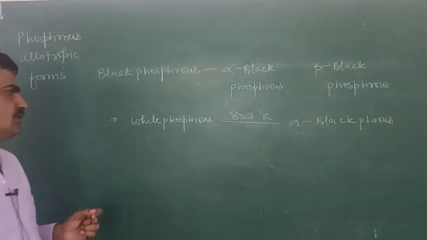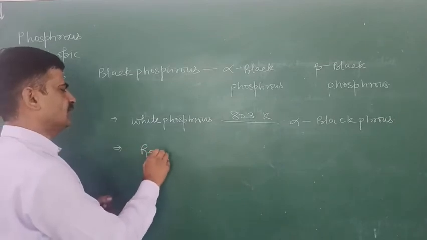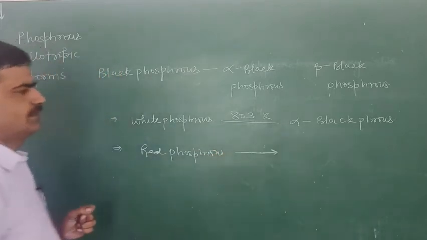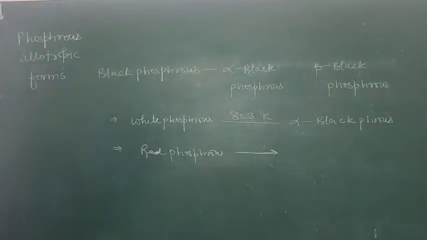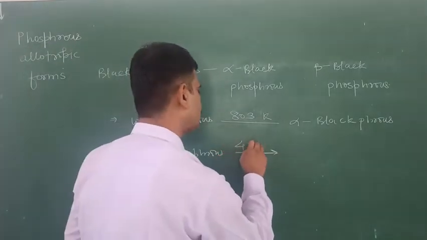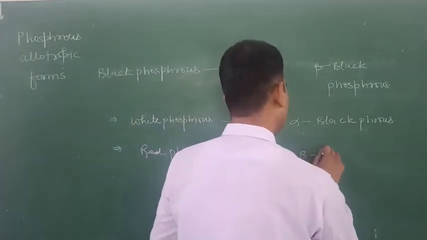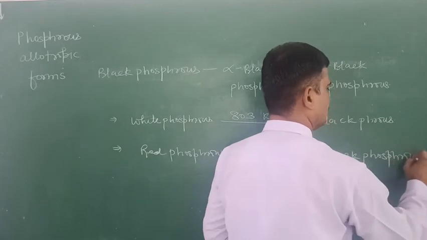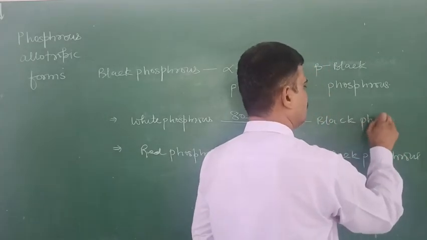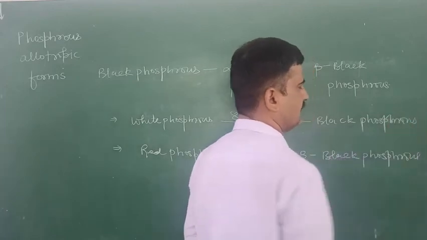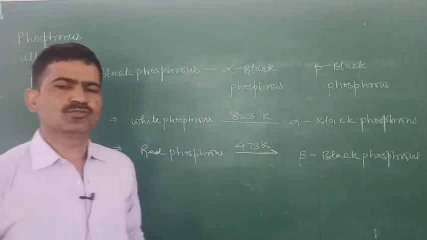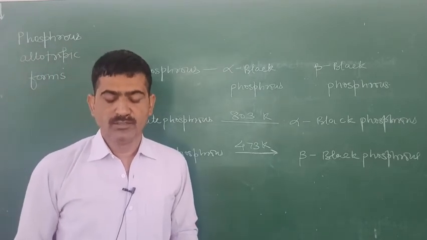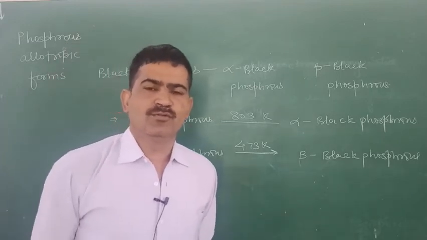Now the beta black phosphorus is formed from red phosphorus, when it is heated at a temperature of 473 Kelvin, it gives beta black phosphorus. And it is the least reactive form of the three phosphorus forms and it has a layered structure. This is all about the allotropes of phosphorus.